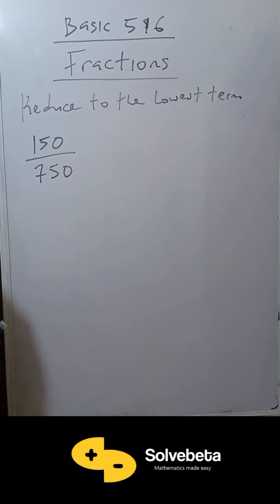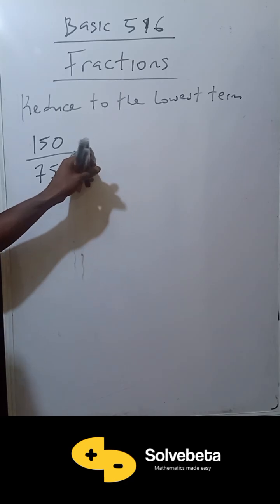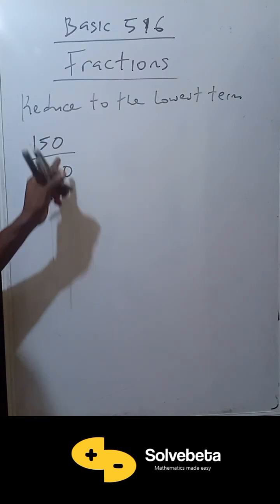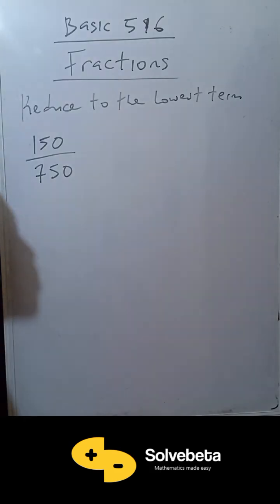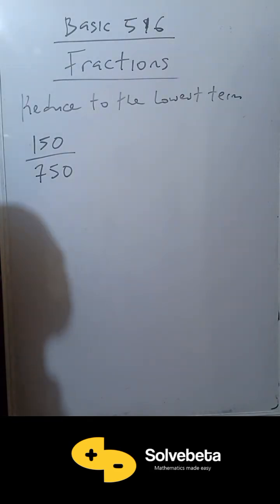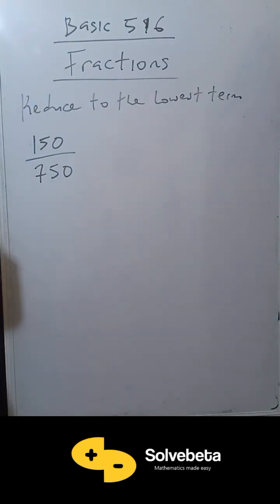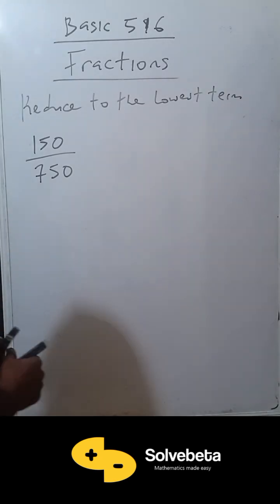To reduce to the lowest form means that this fraction is in the simplest form and nothing else can divide the numerator and the denominator apart from the number itself. Nothing can divide it. So what do we do? You can do this.